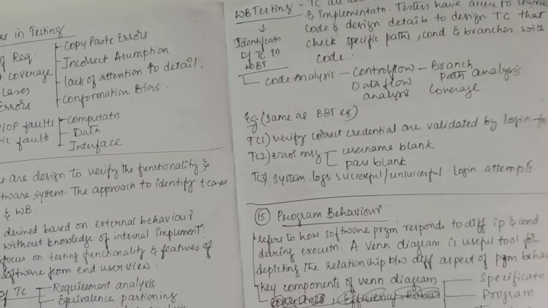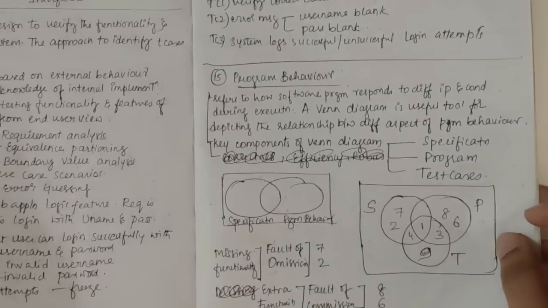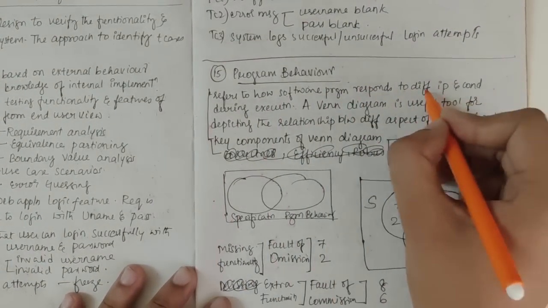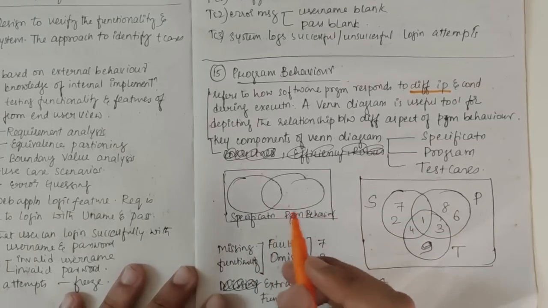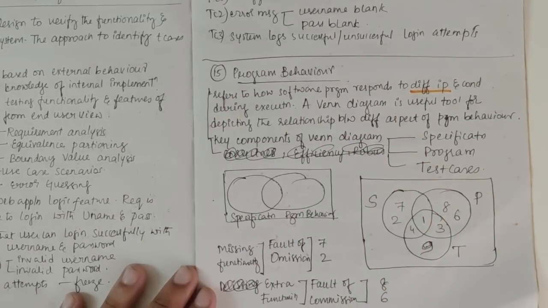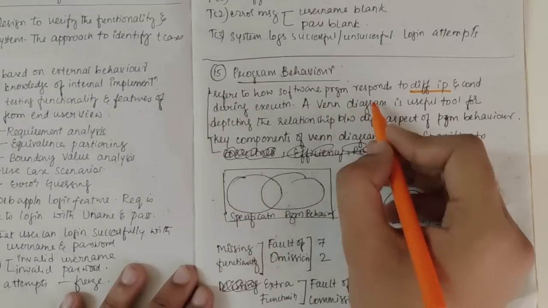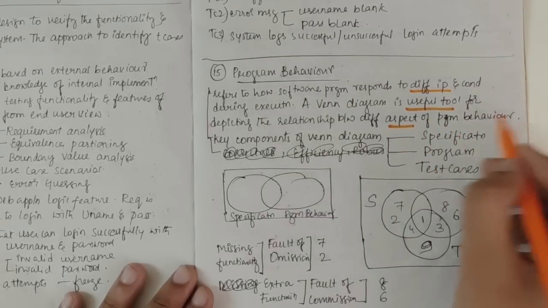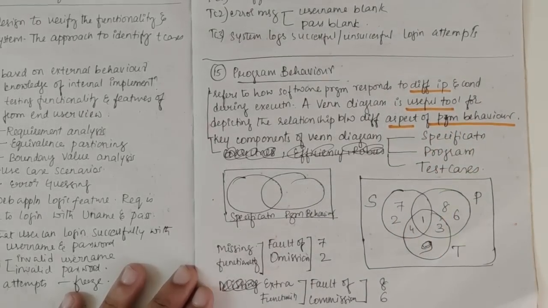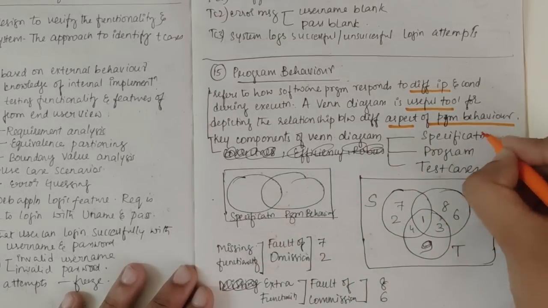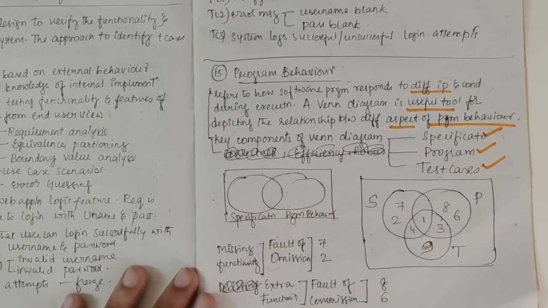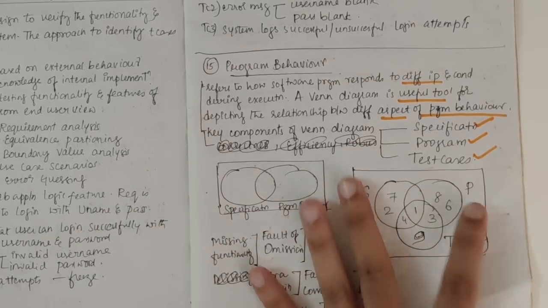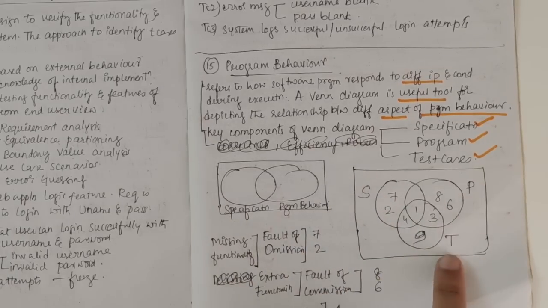Again, this is an important topic, guys. Moving on further, we'll look into what program behavior is. Program behavior refers to how a software program responds to different inputs and conditions during execution. We can explain program behavior by using a Venn diagram. A Venn diagram is a useful tool for depicting the relationship between different aspects of program behavior. The key components of the Venn diagram are specification, program, and test case. Considering this diagram, we have specifications here, program here, and test cases here.